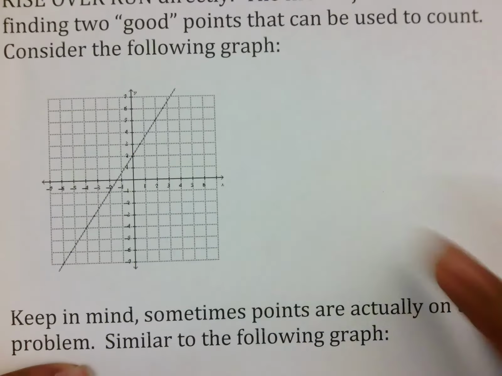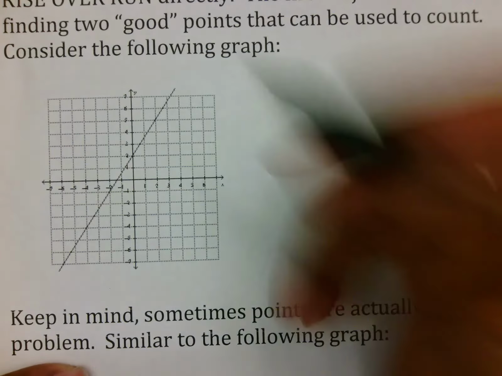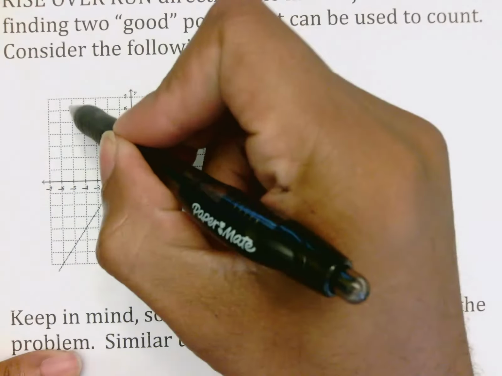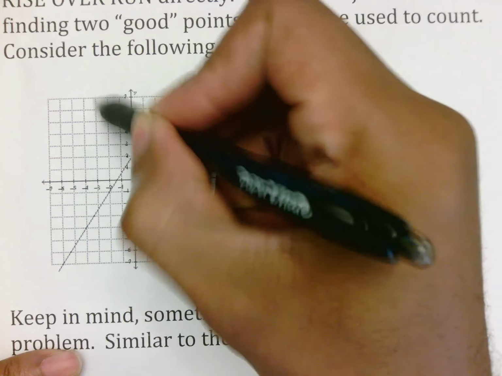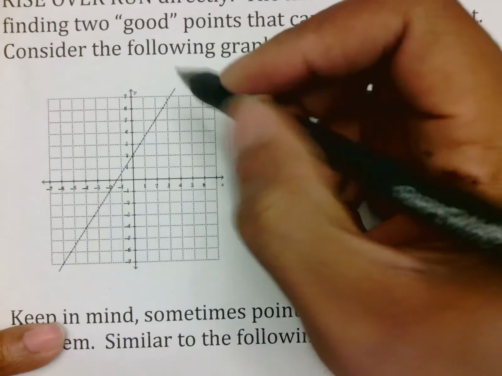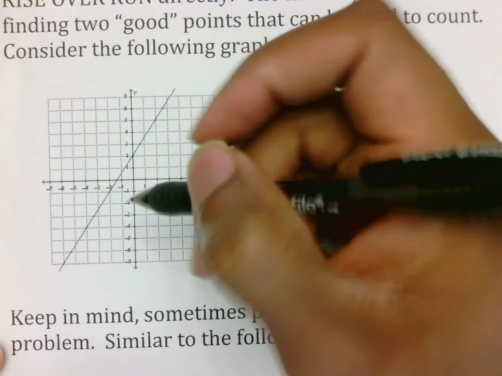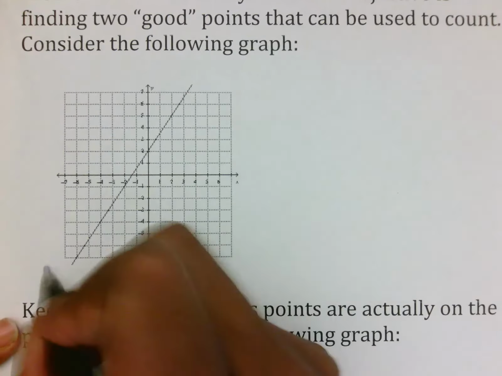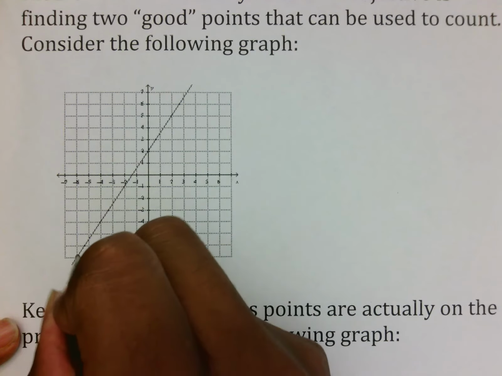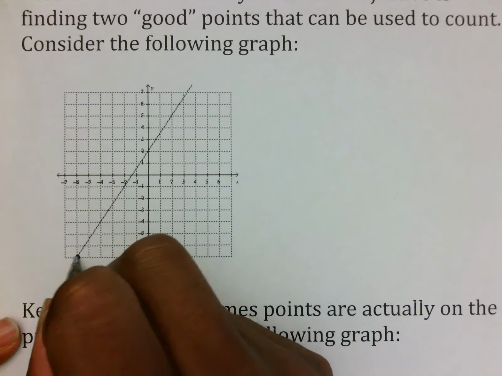Consider the following graph and look carefully with me as we go. Good points are points that cross at these little perfect edges of the square. So what we're going to do here is look at this and identify as many good points as we can, because that's what you have to do whenever you work through these.